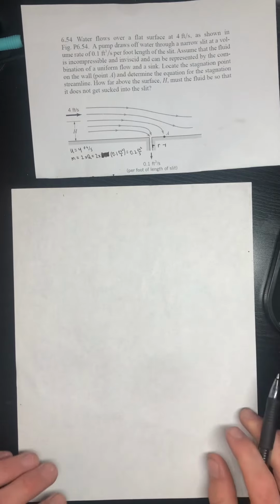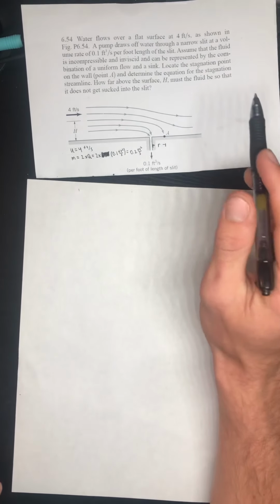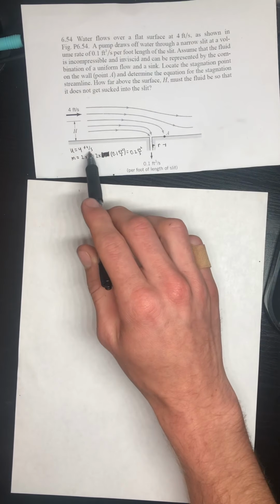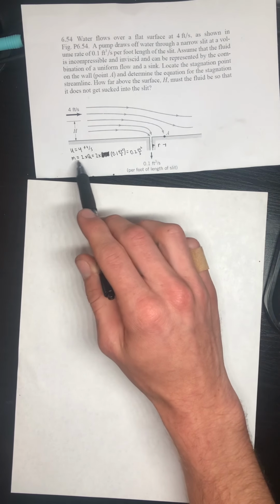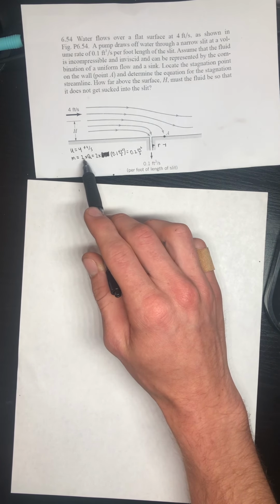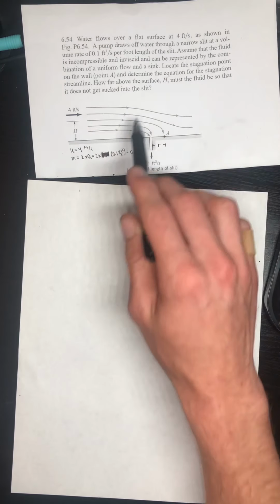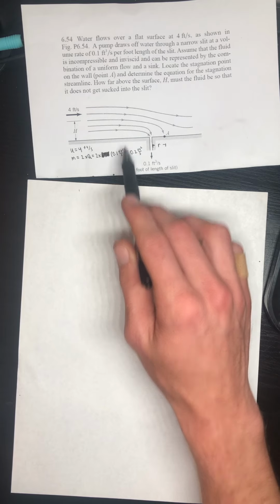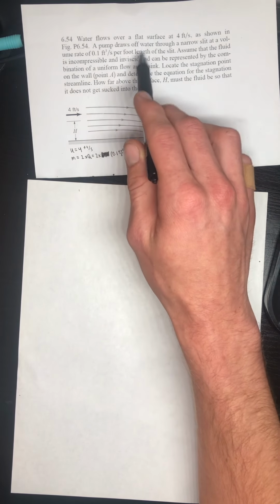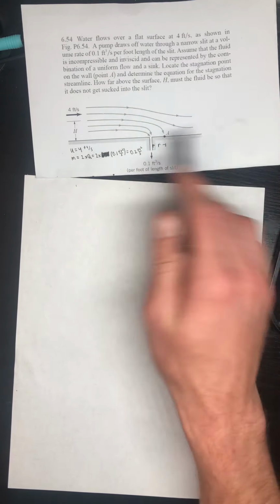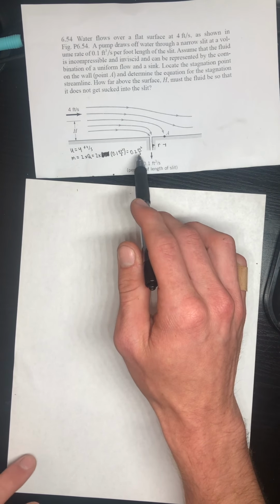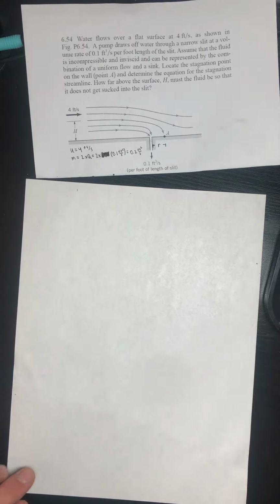So, first, to state some givens, our U is equal to 4 feet per second, and the strength of our sink, m, is given by 2 times that volumetric flow rate, q, which is 2 times 0.1 feet squared per second, and it's feet squared because it's cubic feet per foot. And so that cancels one of those feet out, and we end up with 0.2 feet squared per second for our m value.